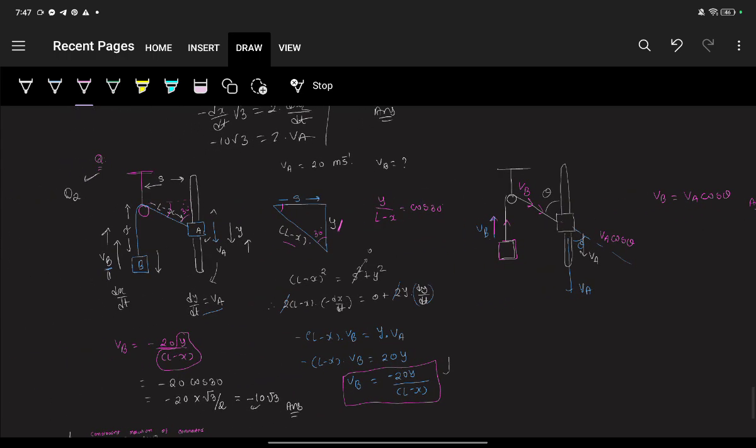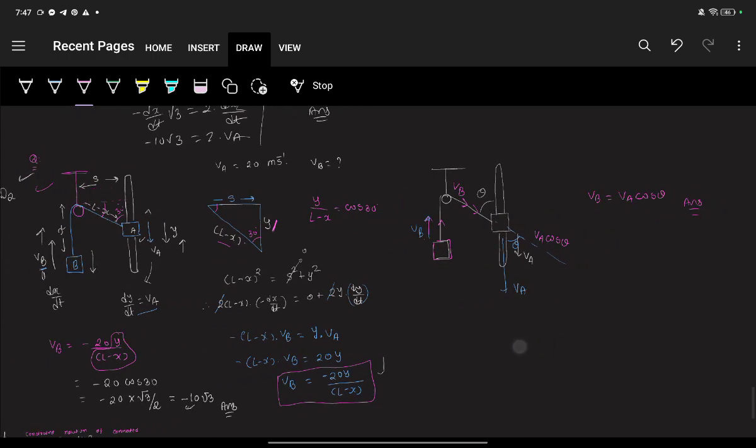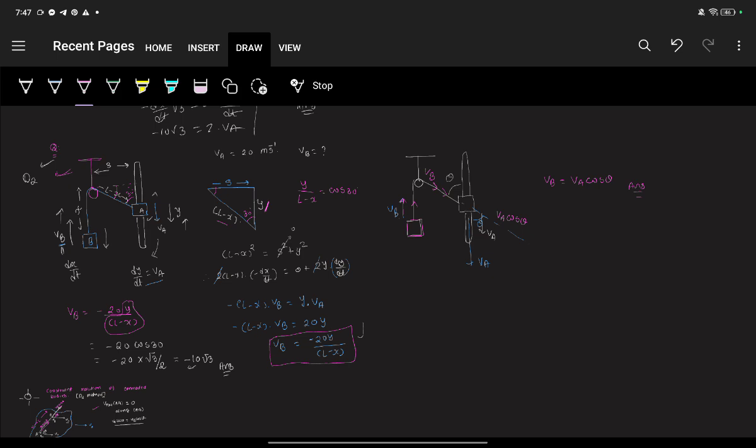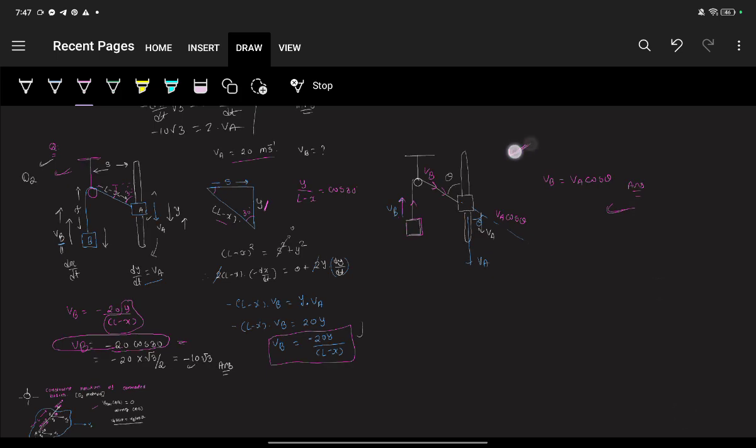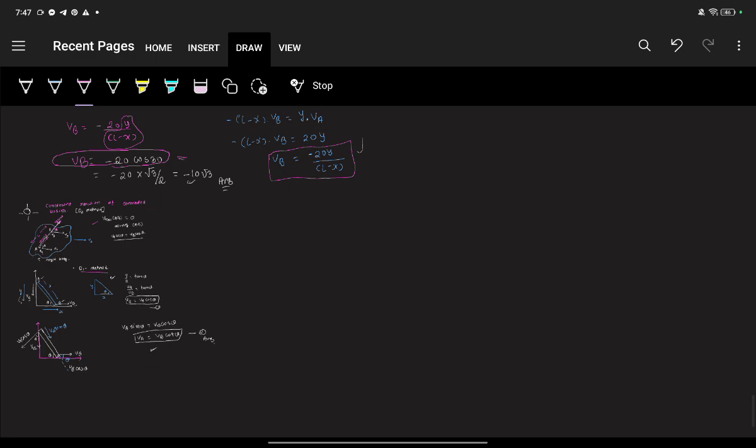See, same question. We derived this thing. See here, VB is equal to VA, see, same result. But see how this method was quick. Yes or no? So it's a really beneficial method.